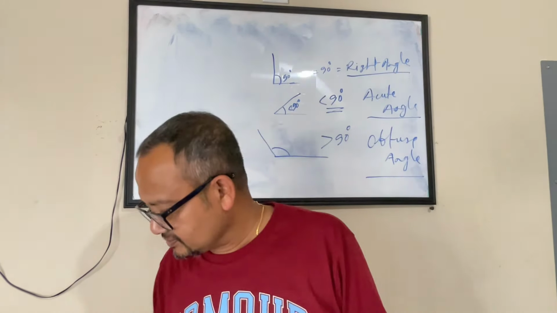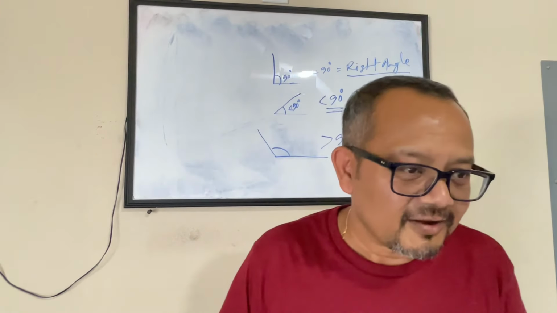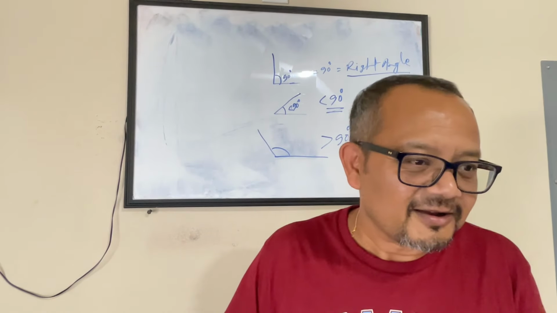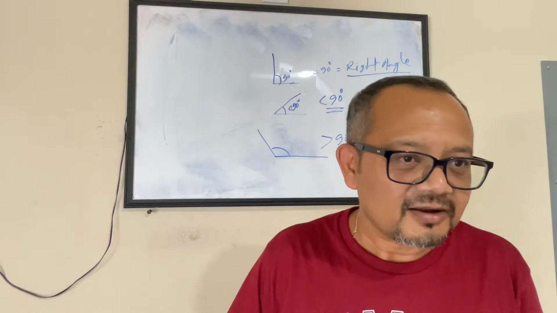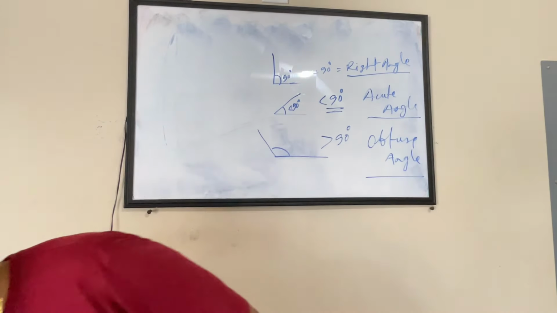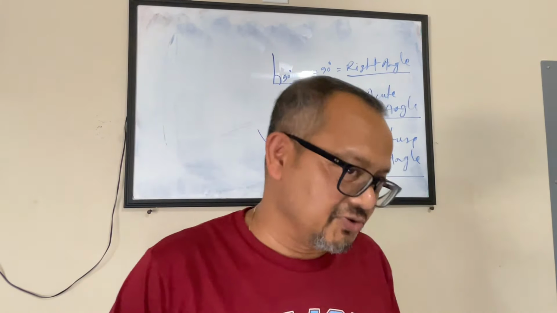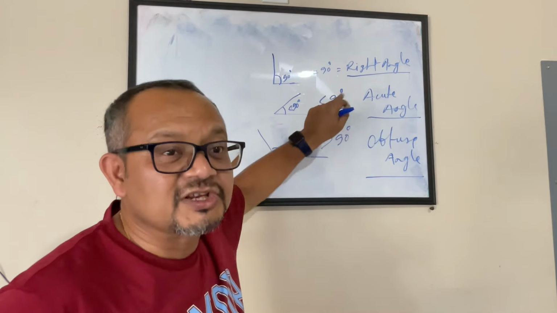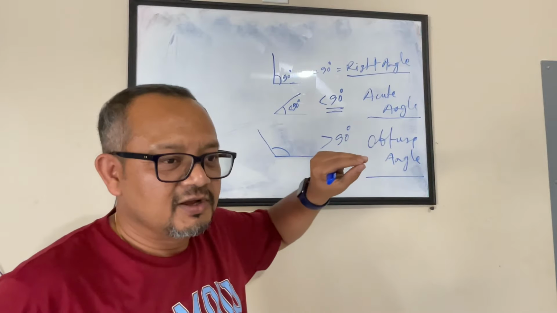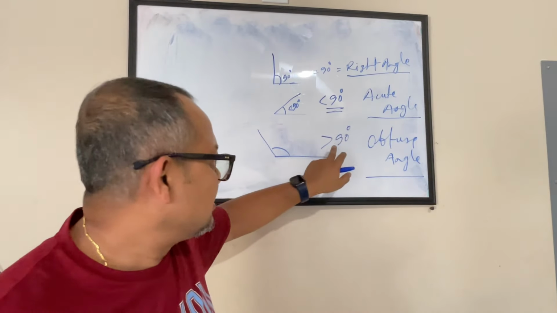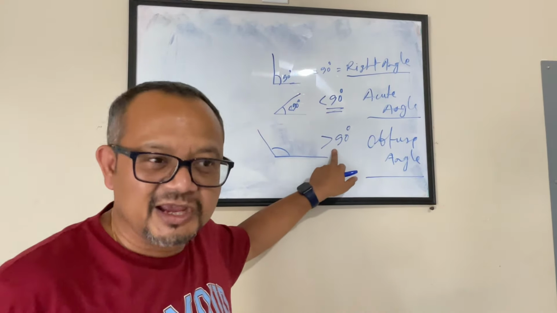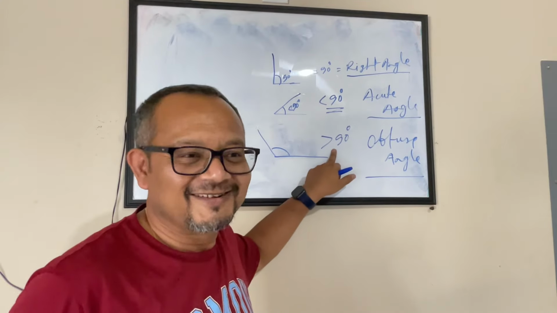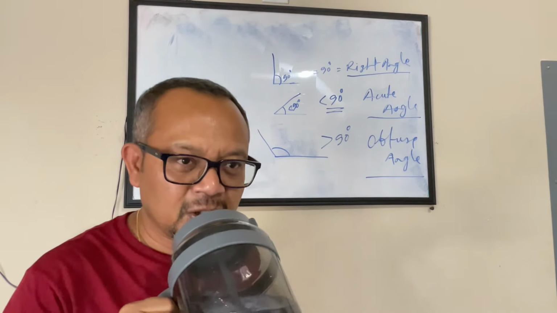Fun fact. What is that? Fun fact. Acute angle is an angle which is small, cute. Acute angle. This guy is looking bulky, big, obtuse angle.